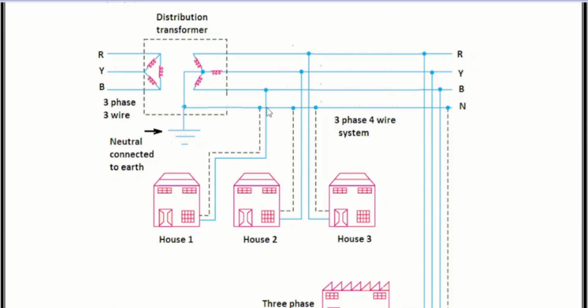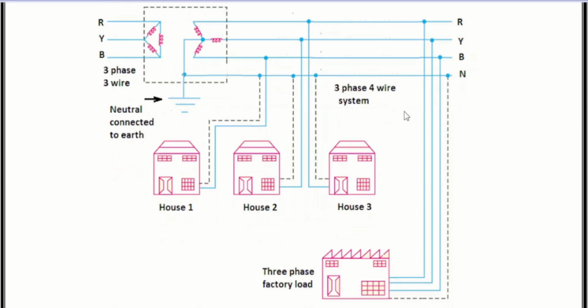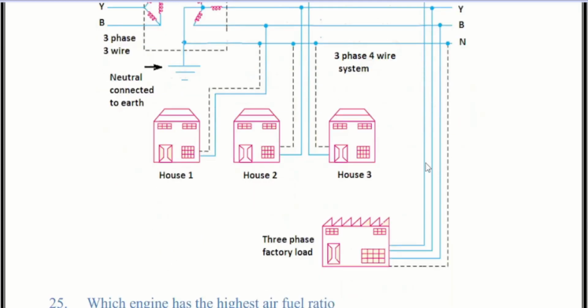For a domestic consumer, one phase wire and one neutral wire are taken from the star point. In a three-phase, four-wire system, which uses star-connected phase winding, the fourth wire or neutral wire is taken from the star point. And in the three-phase, four-wire system, we get a voltage of 400 volts as well as 230 volts.